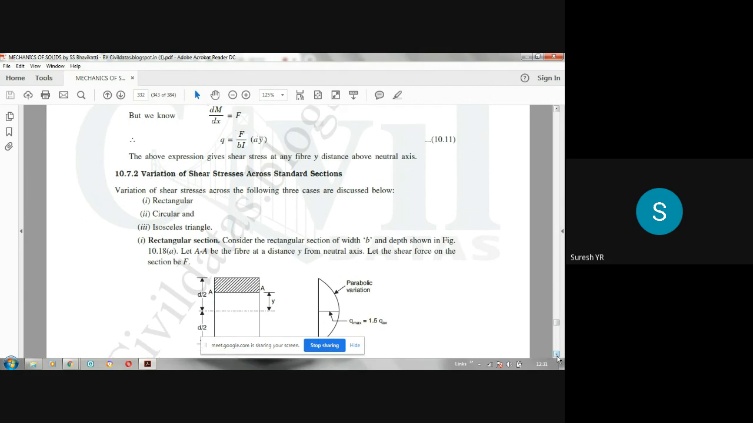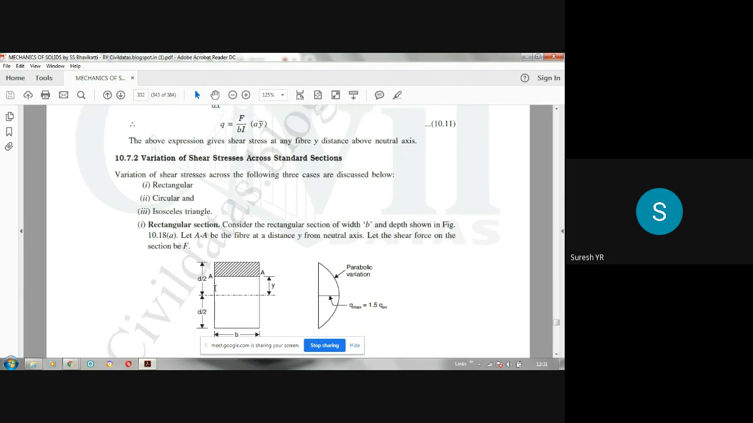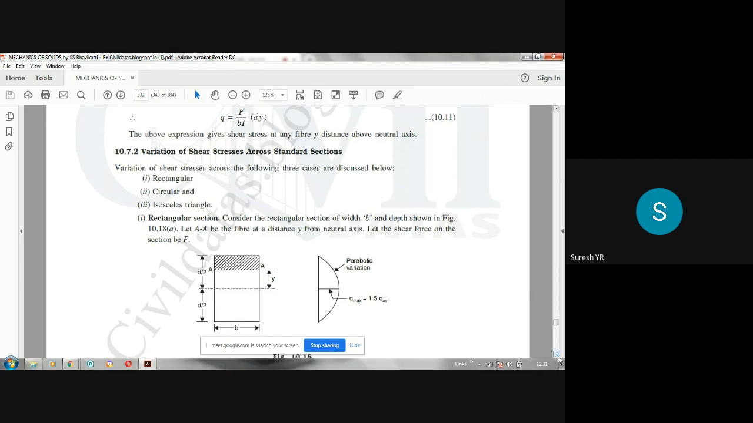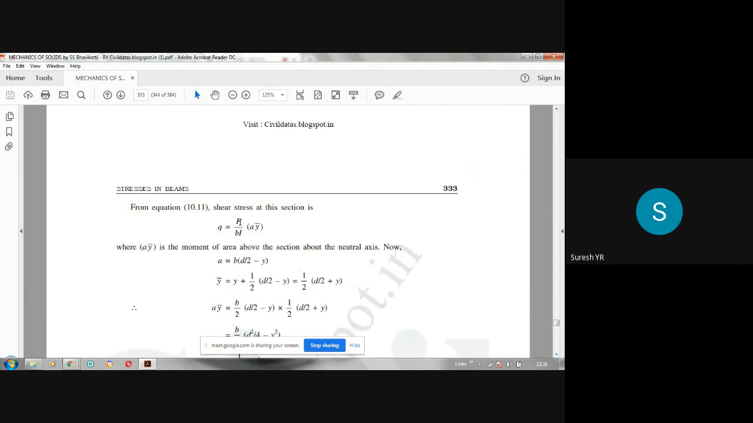The neutral axis is at the center, exactly the centroidal axis. I will consider a strip here, AA. In the derivation it was CD, here it is AA, at a distance y. See, y is the distance from the neutral axis to that strip, and B is the width. Now let us write the expression. Q is equal to F by BI into A into y bar. This is the formula, you have to remember it. Where A y bar is the moment of the area above the section about the neutral axis.